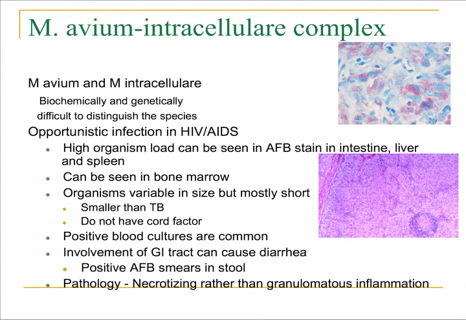Organisms can sometimes be variable in size, but routinely they're usually considered to be much smaller than TB, and they do not have cord factor. Positive blood cultures can be common in disseminated infection. You can also get involvement of the GI tract, and this organism can cause diarrhea. Oftentimes it's your first indication that the organism has invaded a person with HIV/AIDS, that they'll have a diarrheal-like disease with abdominal pain. You will see positive AFB smears in the stool. The pathology is usually necrotizing rather than granulomatous inflammation.